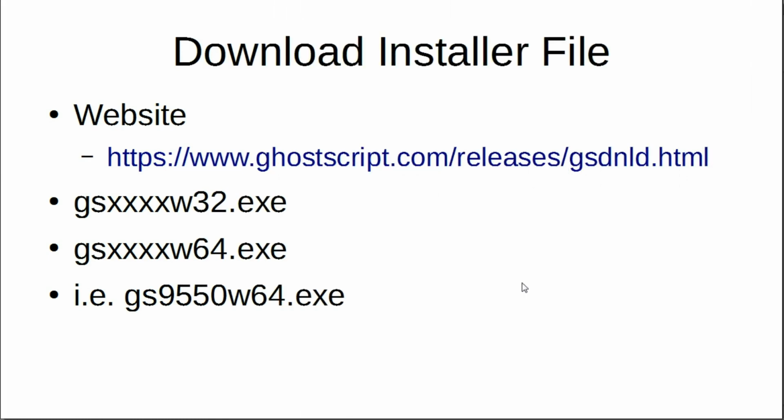So to install Ghostscript to Windows, we go to this website, and we will be downloading a self-extracting installing program, either 32-bit or 64-bit. Most machines these days are 64-bit. 32-bit if you're using an older machine. And this XXXX is the version number. So if the current version was 955.0, the file that would be getting downloaded would be this one for the 64-bit.